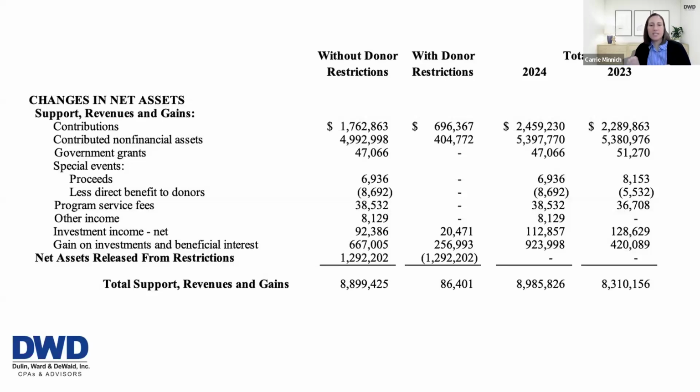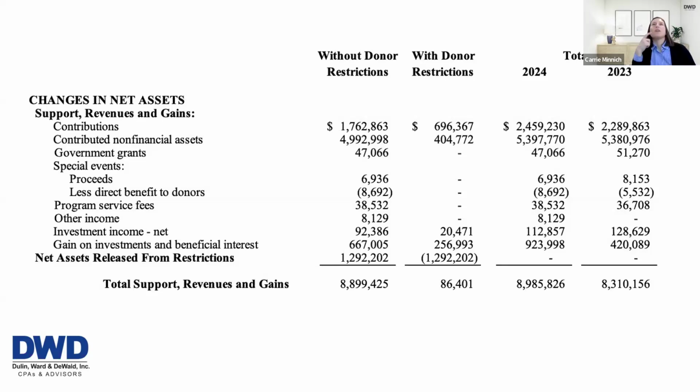That's why that nets to zero, because all we're doing is saying, okay, it's time to spend this money that's been restricted because that restriction has been met. So we're moving it from the right pocket to the left pocket. So it's not like we're adding $1.2 million. We're just moving it from one pocket to the other. And then when we spend it, we pull that out of the left pocket, because expenses can only be paid out of the left pocket. So hopefully that gives some additional explanation on the with and without donor restrictions columns.